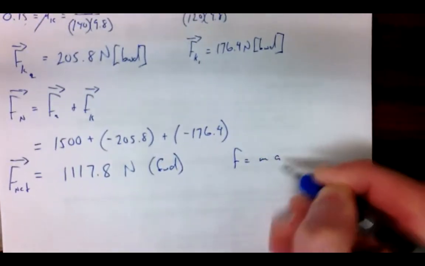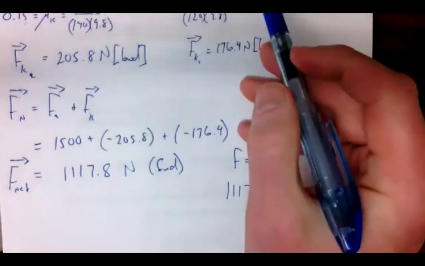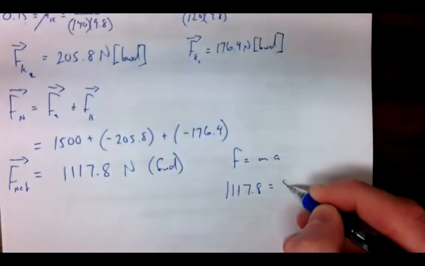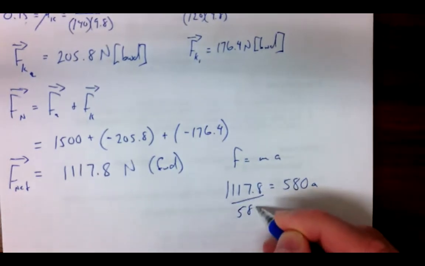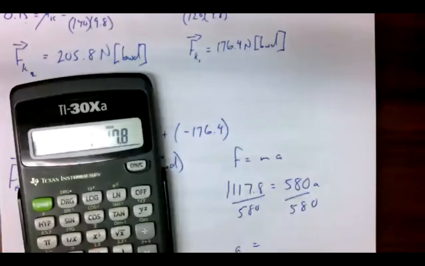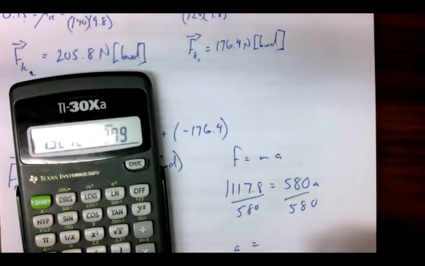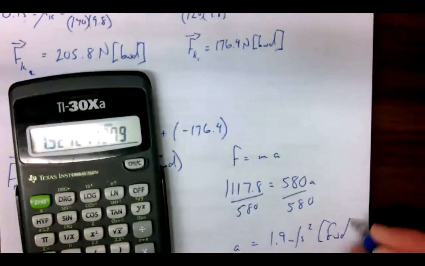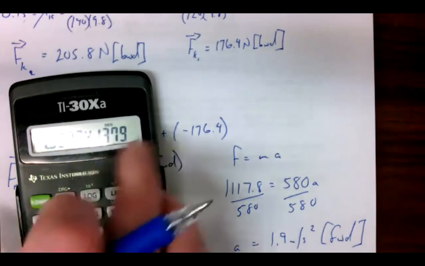F equals ma. 1117.8 equals total mass, 320 and 120, so that's 440, 580, so it's 580 times a. Divide both sides by 580 to get your acceleration. Divided by 580, it's 1.9 meters per second squared, forward. Let me check my answer in case I'm completely off. Nope, it's good.